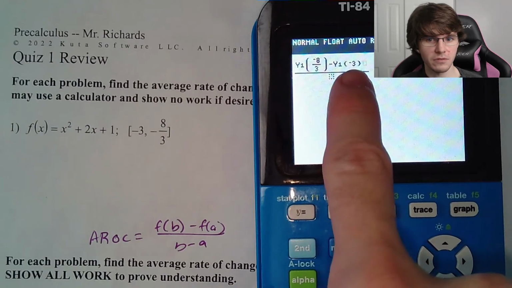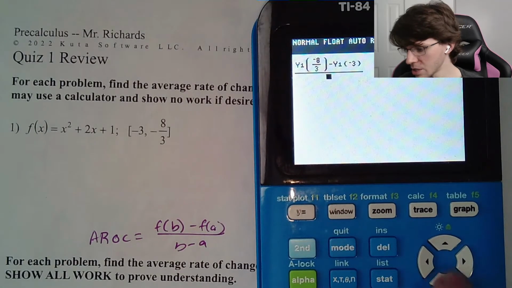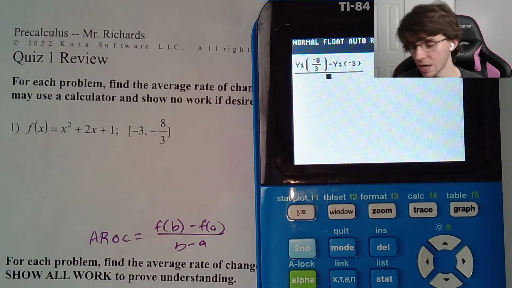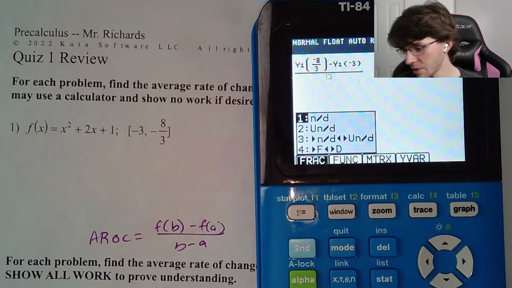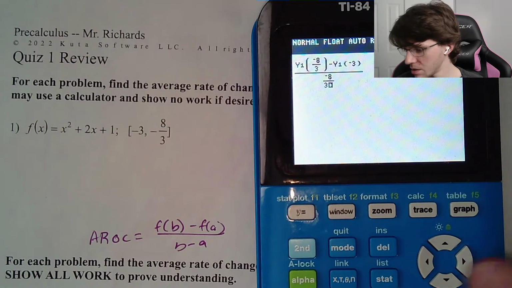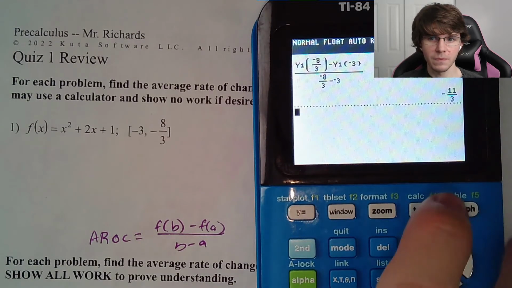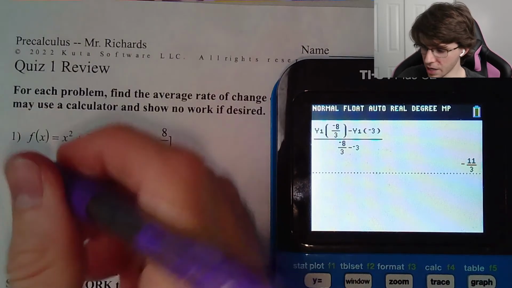So again, what we've done so far is this is effectively our f of b. That's effectively our f of a. So f of b minus f of a over b minus a. So we need to make sure we're repeating those same exact numbers. So now it's alpha y equals, enter to get the fraction, -8 over 3. And then minus -3. Don't forget all your negative signs. You hit enter on it. Boom, it'll spit out the correct answer of -11/3.